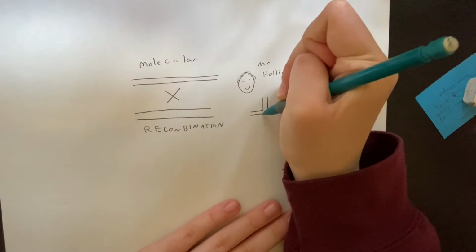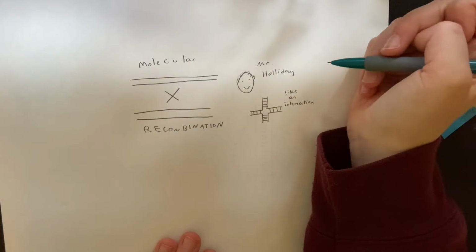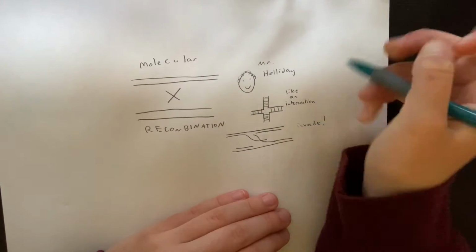A Holliday junction is a formation where the two DNA molecules are ligated together but have not yet recombined. Double-strand invasion means that both strands invade or enter and bind to each other.